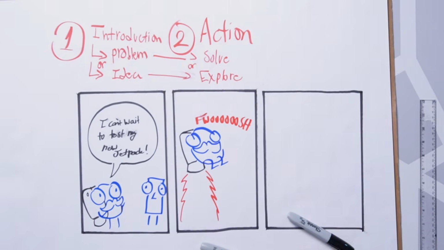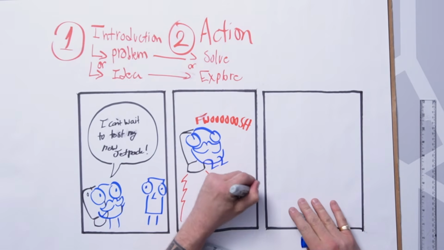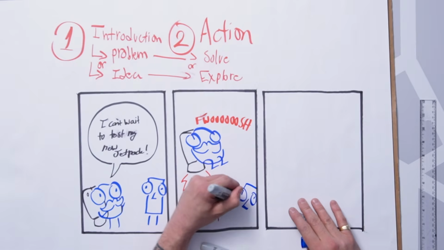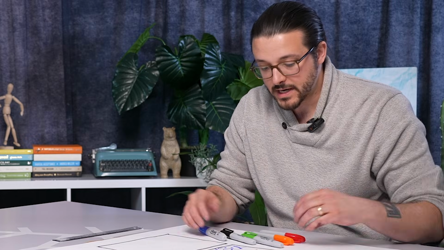We can add a sound word, an onomatopoeia here. Whoosh. Common thing in comics. And then the other character is now watching their friend take off towards the sky. So we had an idea. We've now taken some action to explore the idea, to see what might change or what might happen next.